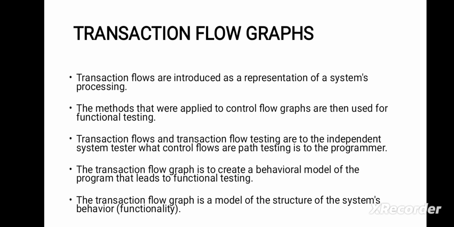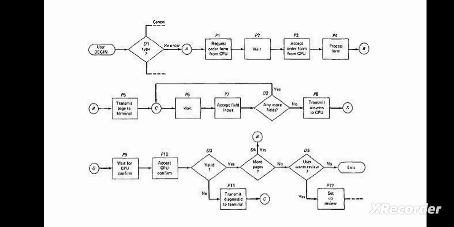With the help of a transaction flow graph, we can show how the transaction is carried out throughout the entire system during processing. With this graph, we can easily identify the behavior of the entire model of the program, which leads to the functional testing of our software. Through that we can get an overall view of the transaction flow.